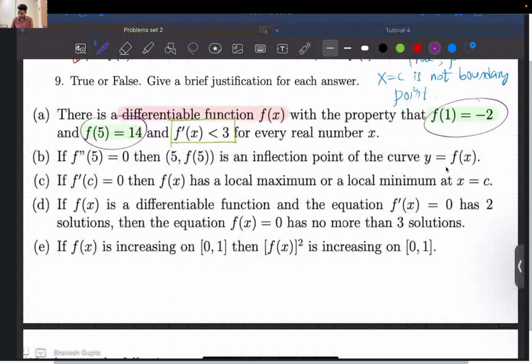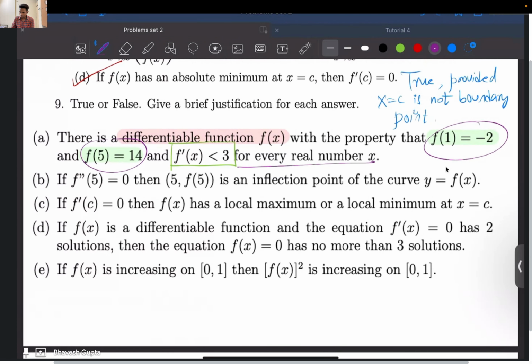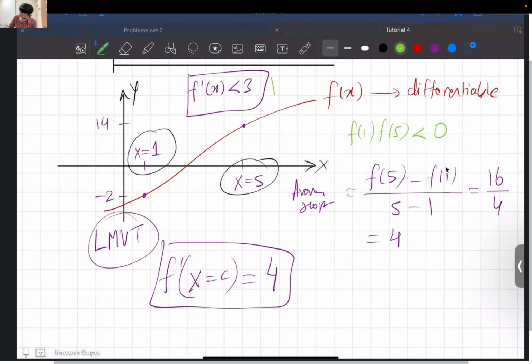And they have asked me for all real values of x. That's important. Let me write it down here as well: for all x belonging to the real numbers. What do I see here? Because of the Lagrange mean value theorem, there exists a c for which my average slope is 4. I mean, there exists one instantaneous slope which is 4, which is definitely not less than 3, right?